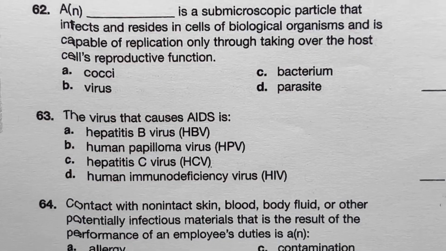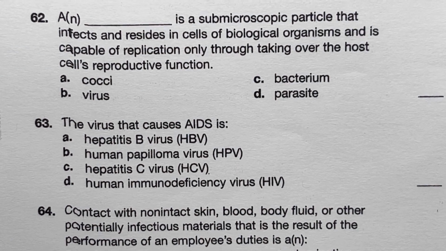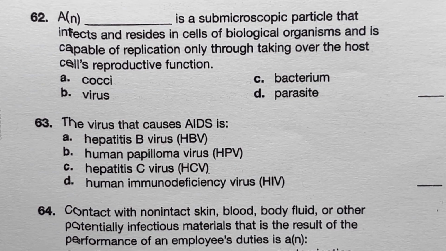Number 62. A blank is a submicroscopic particle that infects and resides in cells of a biological organism and is capable of replication only through taking over the host cell's production function. A, cocci, B, virus, C, bacterium, D, parasite. And the correct answer is B, virus.